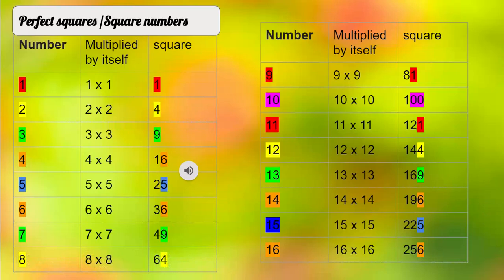Let's check. Here 5 square means 25, 6 square is 36. So 25 to 36. How many numbers are there? You can count from 26 to 35. Yes, here 10 non-perfect squares are there.